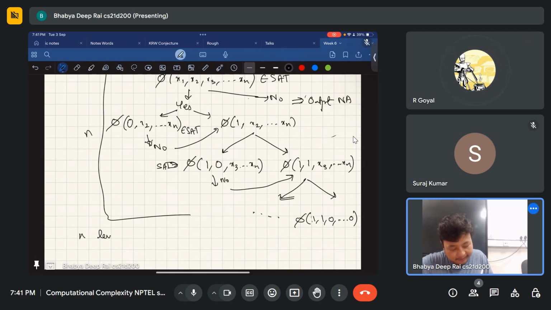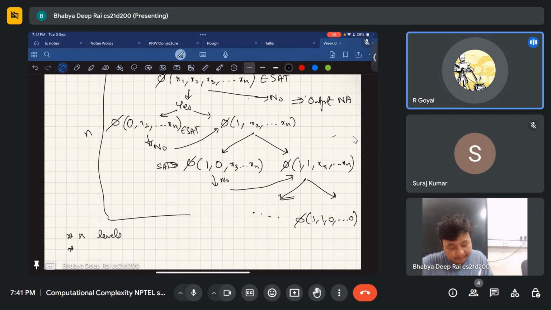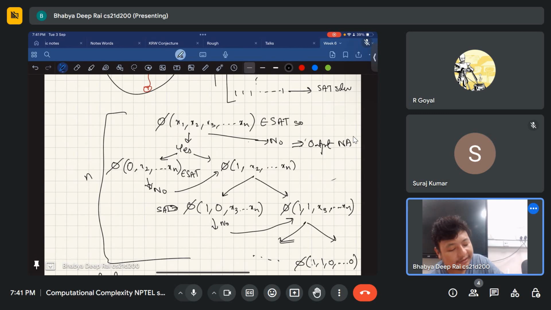N levels. Yeah. I have a question here: how did we get the first yes? What's the meaning of the first yes in this tree? Exactly. So this is using the SAT solver. The first yes says, yes, you can explore ahead. There is a satisfying assignment.